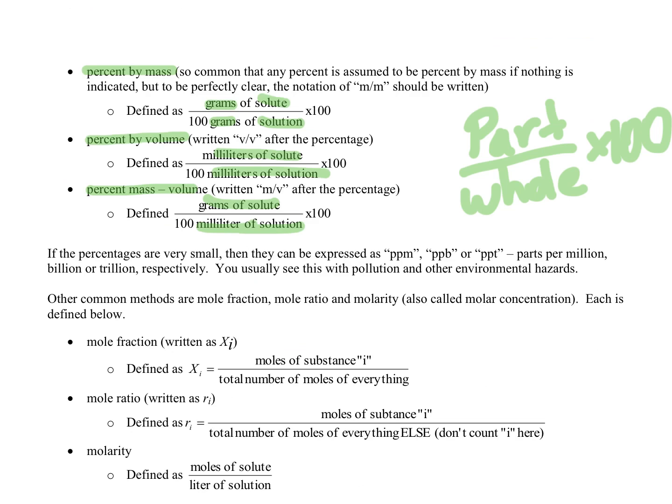Now, sometimes these percentages will come in ppm, which you probably have seen before as parts per million, parts per billion, or parts per trillion. We will be working in parts per million a few times this year. We don't have anything that's in parts per billion or trillion.